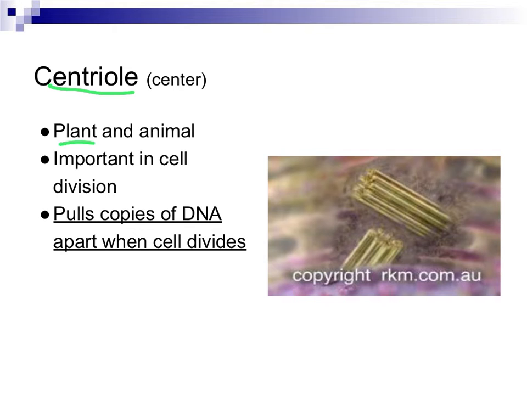Another organelle found in cells are the centrioles. These are found in plants and animals, and they are important in cell division. So cells divide in half sometimes to reproduce, and the centrioles have a specific job where they pull apart copies of the DNA when the cell is dividing so that the two new cells each get a complete copy of the DNA. If you didn't have centrioles, the DNA might divide unevenly, so the two new cells that you make would not be identical to each other, nor would they be identical to their parent cell.